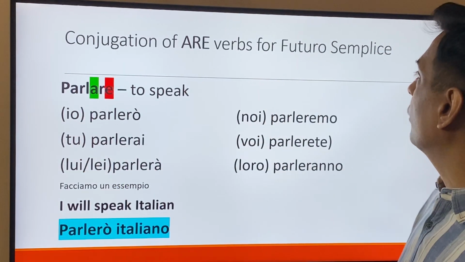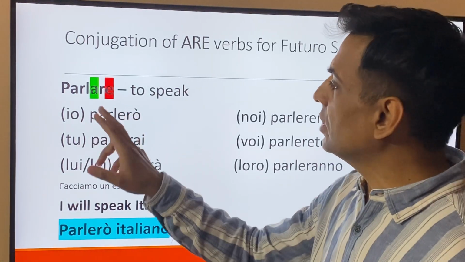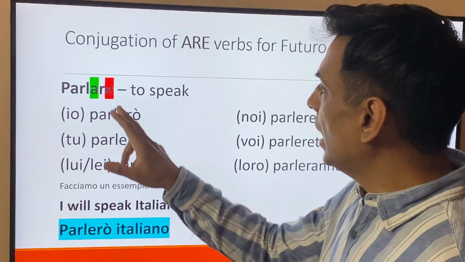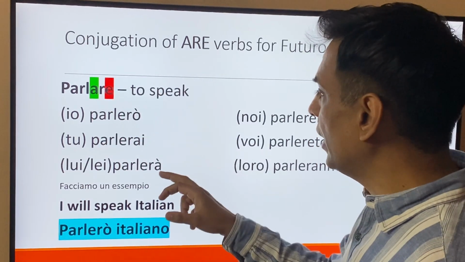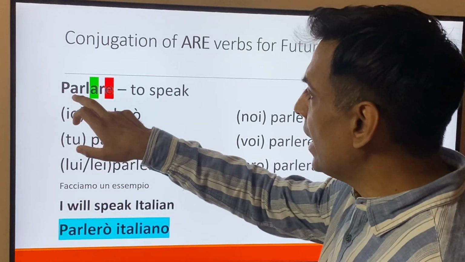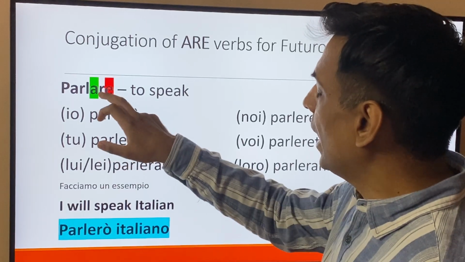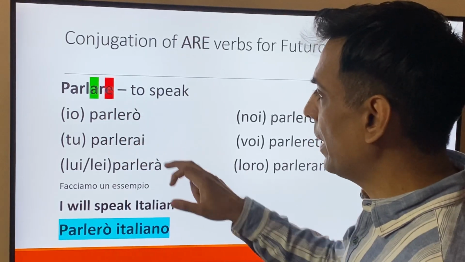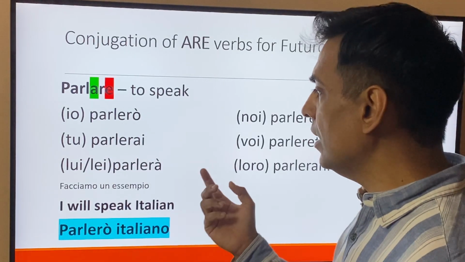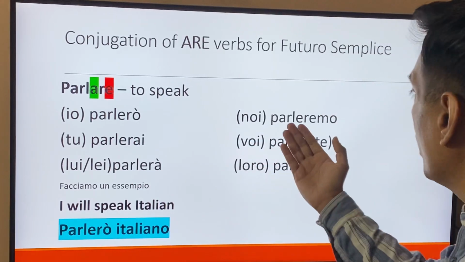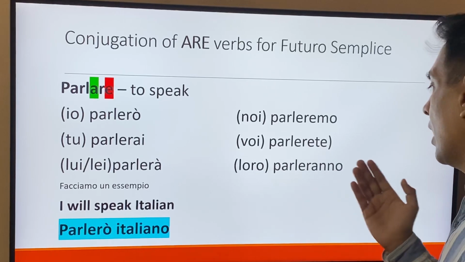Conjugation of are verb for futuro semplice. Let's take parlare, which means to speak. Now here if you notice, we are replacing a with e, and of course we are omitting the final e, and that will change as we conjugate with different subjects. But parler will remain the same. This will remain the same and the ending will differ depending upon the subject. Io parlerò, tu parlerai, lui lei parlerà, noi parleremo, voi parlerete, loro parleranno.